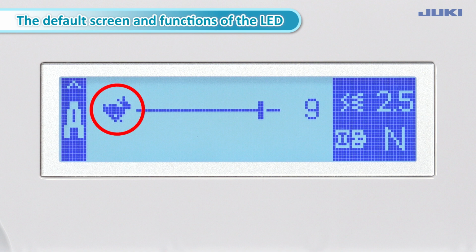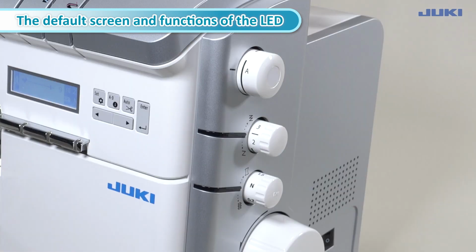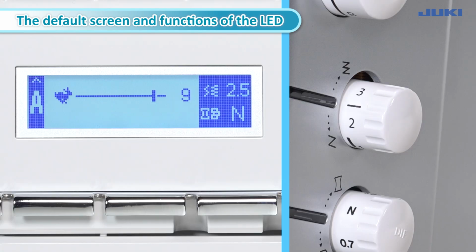Rabbit mark indicates the maximum sewing speed, and 9 on the display indicates the 9th of 10 levels of maximum sewing speed. 2.5 indicates the stitch length. The unit is millimeter. Adjust by turning the stitch length adjustment dial to change the length to your liking.